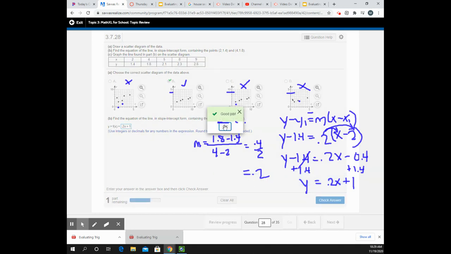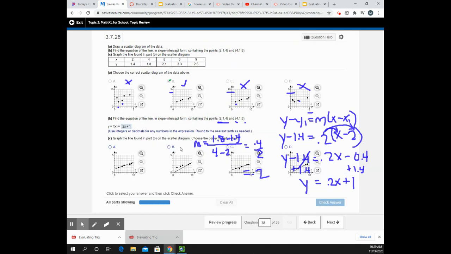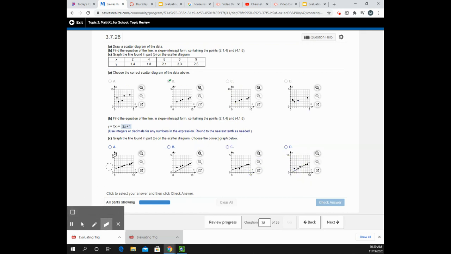And then the last part says it wants you to graph your equation. So graph the line found in part B on the scatter plot. We have a y-intercept of 1. So that one has a y-intercept of 1. This one looks like it's going through 0. This one doesn't quite go through 1, nor does this one. So the only one that has a y-intercept of 1 is going to be A. And that's our answer.